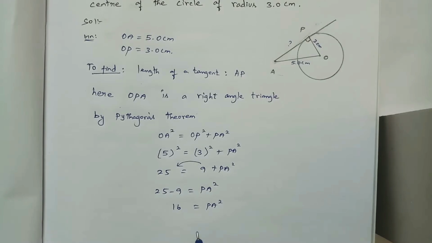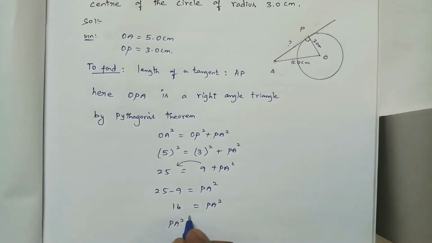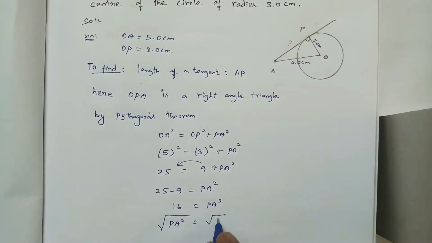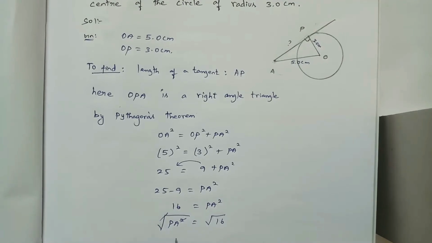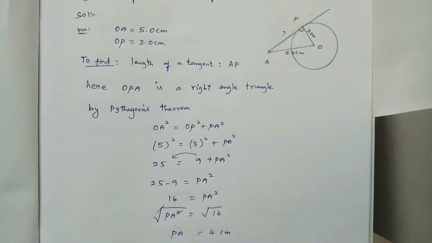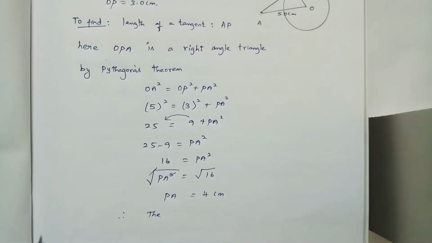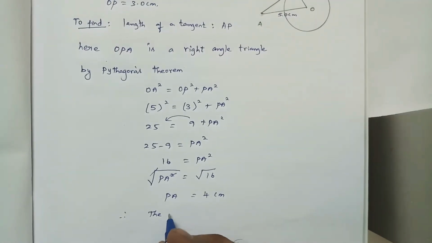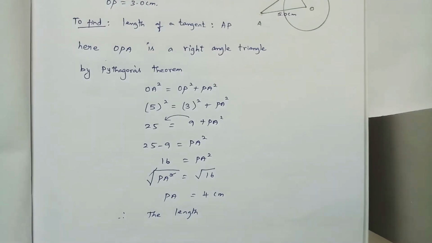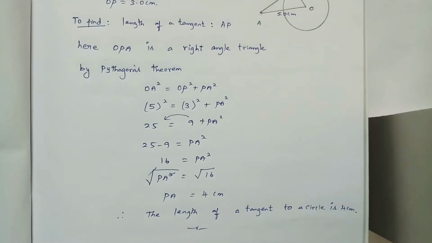But what do we need? We need the length of PA alone. Here we have a square, so taking square root on both sides, square root of PA square is equal to square root of 16. The square root will get cancelled. So PA is equal to square root of 16, which is 4 centimeter. Therefore, the length of the tangent to a circle is 4 centimeter.